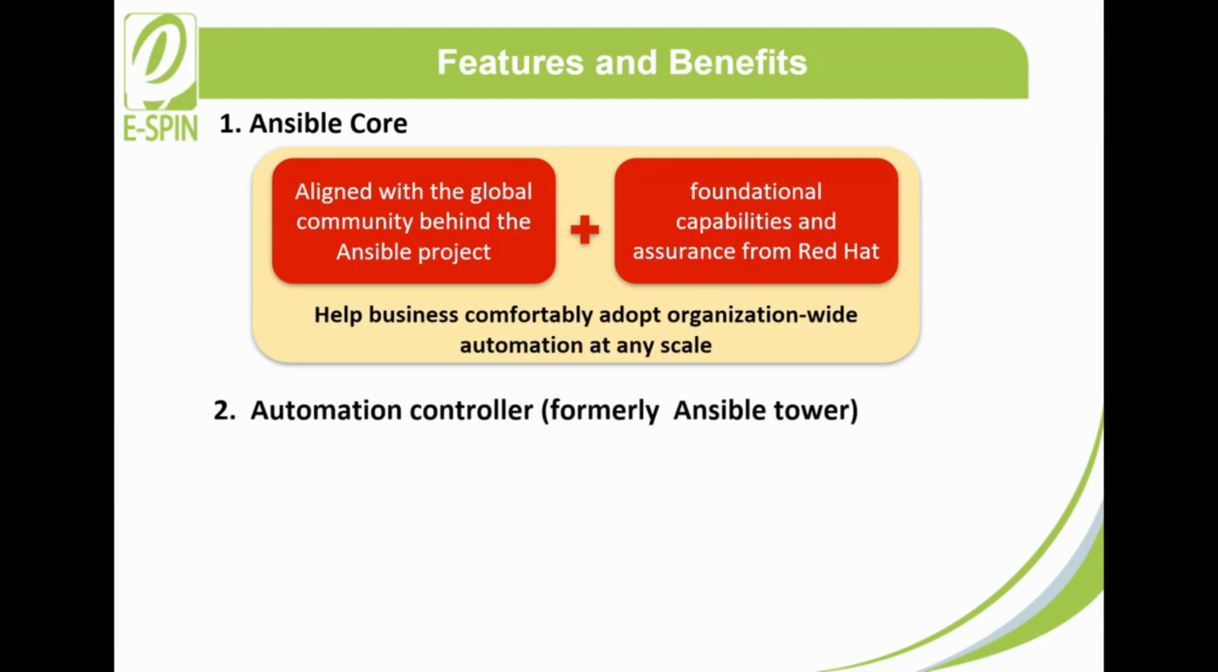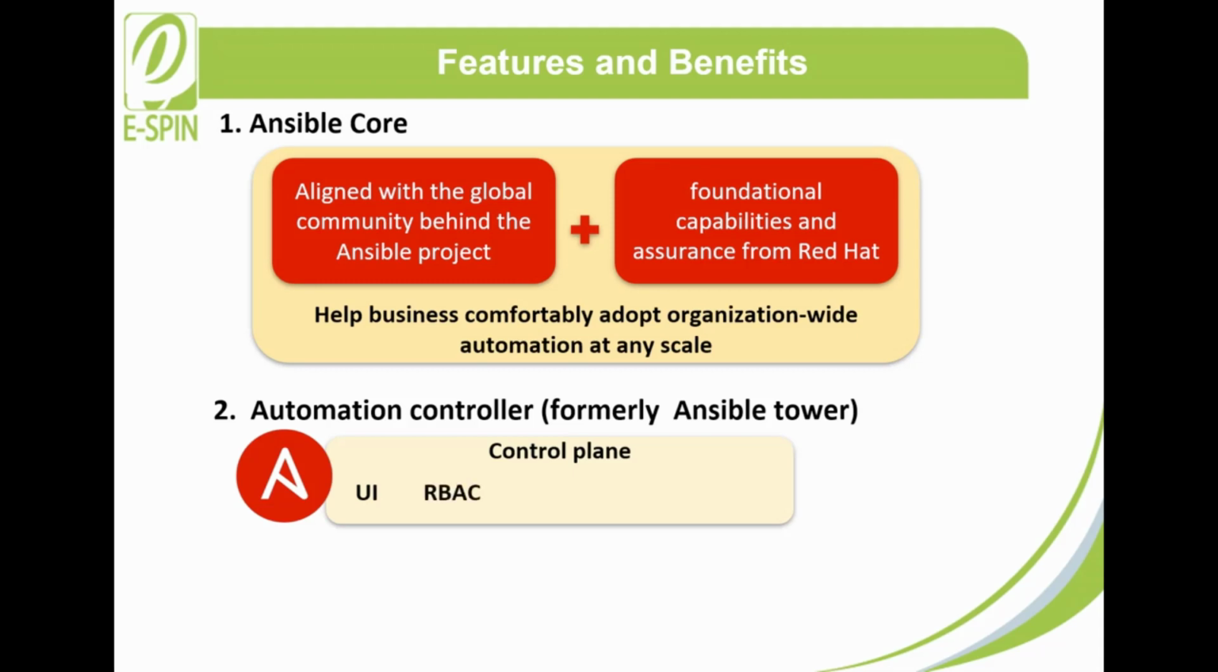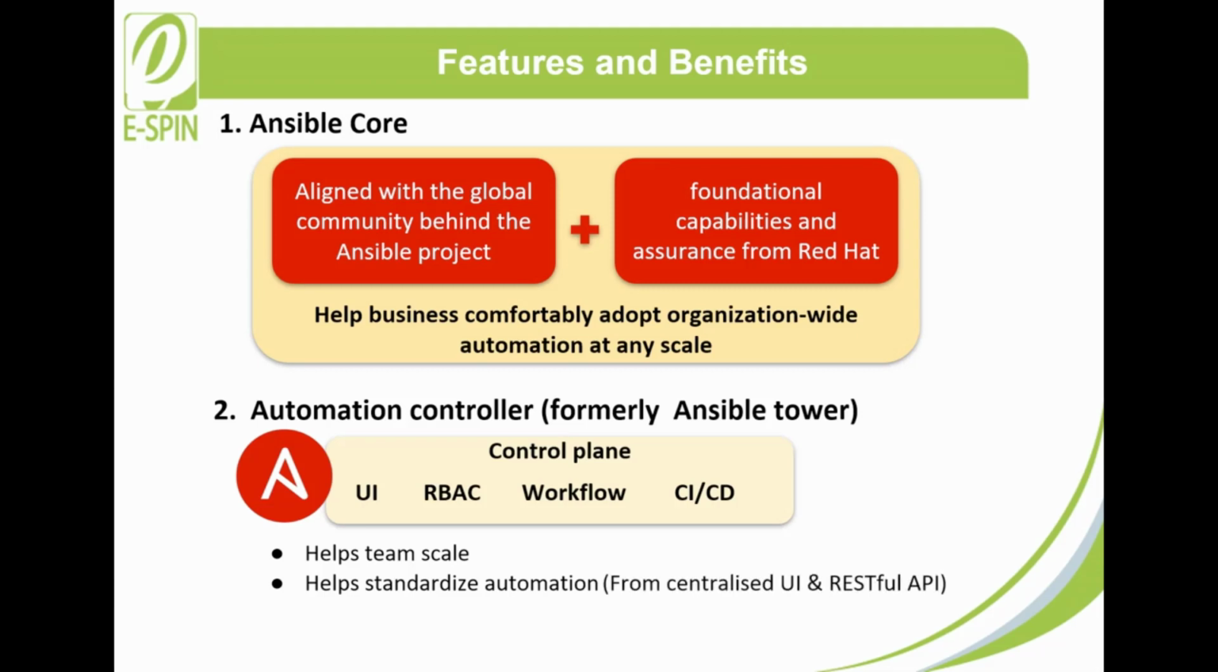2. Automation Controller. Automation Controller is the control plane for Ansible Automation Platform. Formerly called Ansible Tower, Automation Controller incorporates user interface, UI, role-based access control, RBAC, workflows, and CI/CD to help your team scale. Automation Controller helps standardize how automation is deployed, initiated, delegated, and audited, as well as manage inventory, launch and schedule workflows, track changes, and integrate into reporting, all from a centralized user interface and RESTful API.